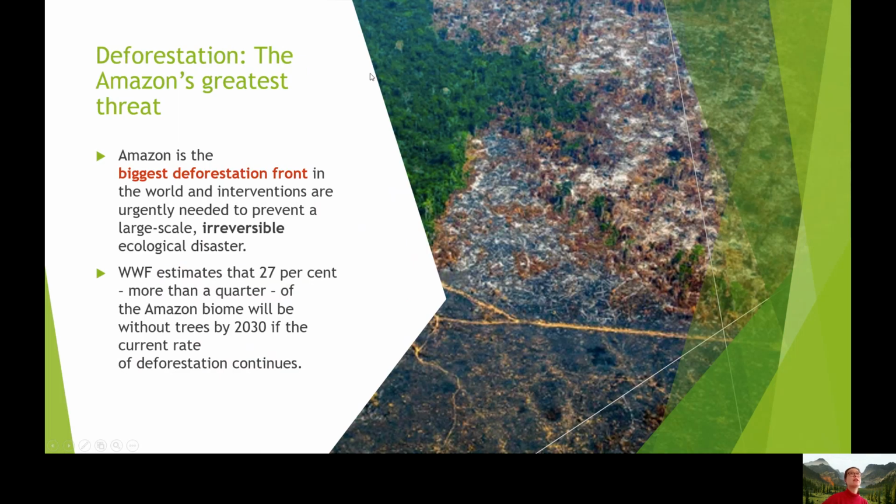Let's take a close look at deforestation. It's the Amazon's greatest threat. Amazon is the biggest deforestation front in the world, and interventions are urgently needed to prevent a large-scale, irreversible ecological disaster. Irreversible means you can't undo it. Once it's happened, it's impossible to repair again. This charity estimates that 27%, which is more than a quarter of the Amazon biome, will be without trees by 2030. That is not far away if the current rate of deforestation continues.